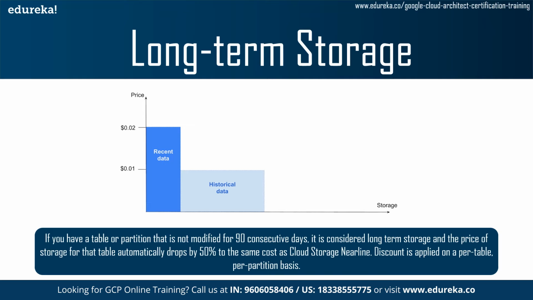Now if you have a table or partition modified in the last 90 days, it is considered active storage and incurs a monthly charge for data storage at BigQuery storage rates. If you have a table or partition that is not modified for 90 consecutive days, it is considered long-term storage and the price of storage for that table automatically drops by 50%, to the same cost as Cloud Storage Nearline. Now the discount is applied on a per table, per partition basis. If you modify the data in the table, the 90 days counter then resets.